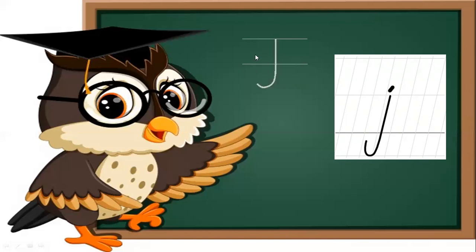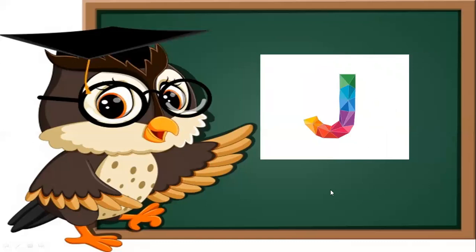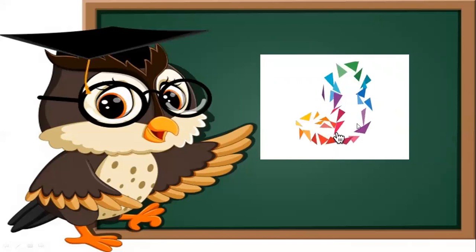This is capital letter J and this is a small letter j. Now, this is your perfect J, okay? Looks great, okay? Watch it carefully again.